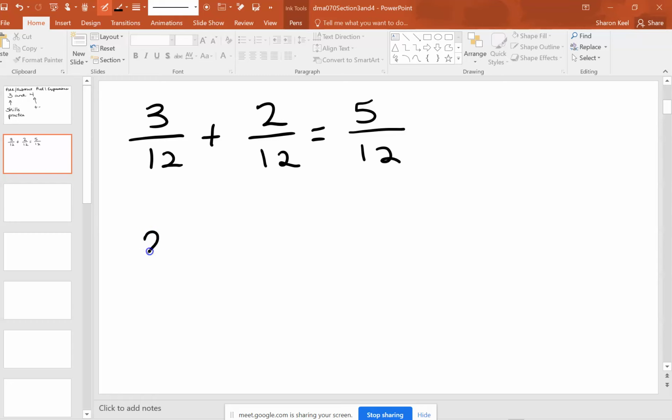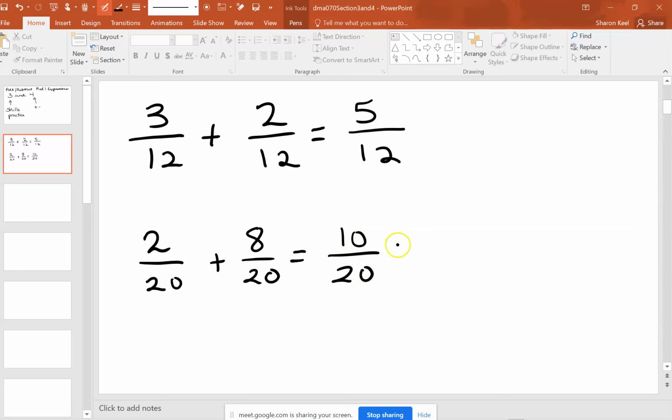If I had, let's say, 2/20 plus 8/20, I have the same denominator, so that means I can add my numerators. 2 plus 8 gives me 10, and the fraction 10 over 20 can reduce, and that would become 1/2. So back in module DMA 20, that was the module on fractions and decimals. When you have the same denominator, you just simply add the numerators, and then you would reduce that answer if it can be reduced.